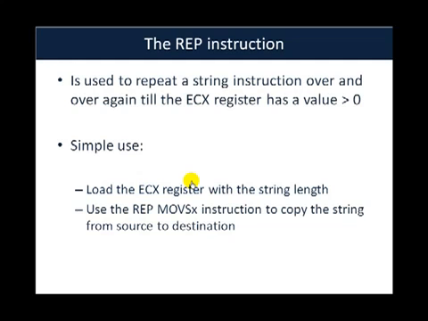Whenever the REP instruction executes one after the other, the ECX register is automatically decremented on every iteration. And finally, when the ECX register becomes 0, the REP instruction exits and continues with the next instruction. So REP is an easy way to repeat a particular string instruction over and over again, ECX number of times. It will be very clear with an example.